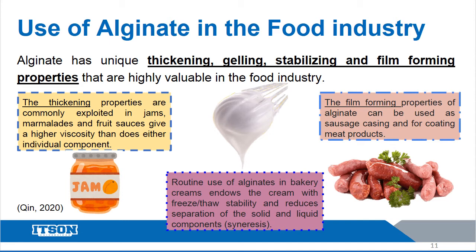The thickening properties are commonly exploited in jams, marmalades, and fruit sauces, giving a higher viscosity than either individual component. Another use of alginates is in bakery creams and other creams, for freeze-thaw stability and reduced separation of the solid and liquid components, syneresis. And the film-forming properties of alginate can be used as sausage casing and for coating meat products.